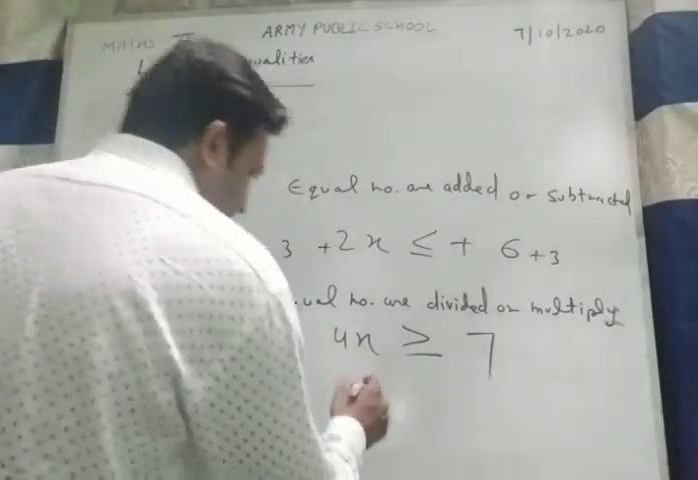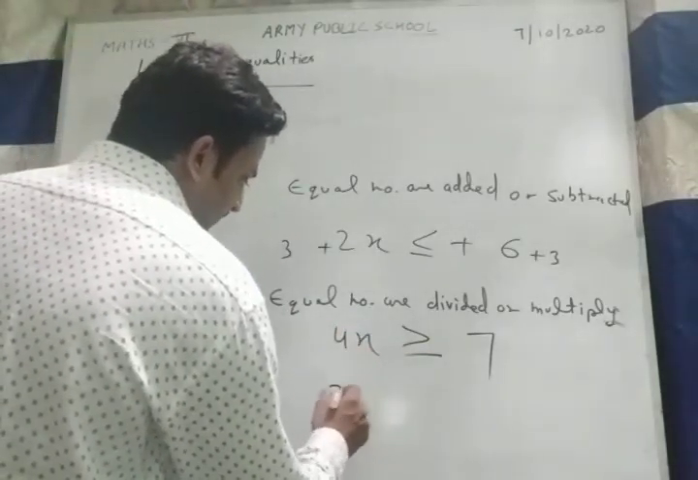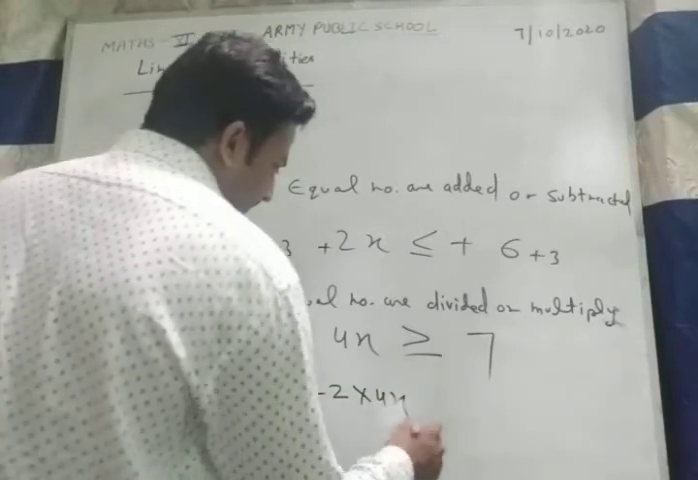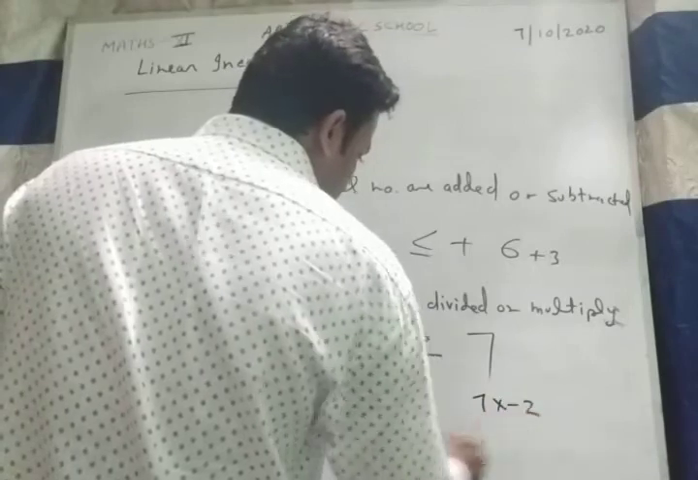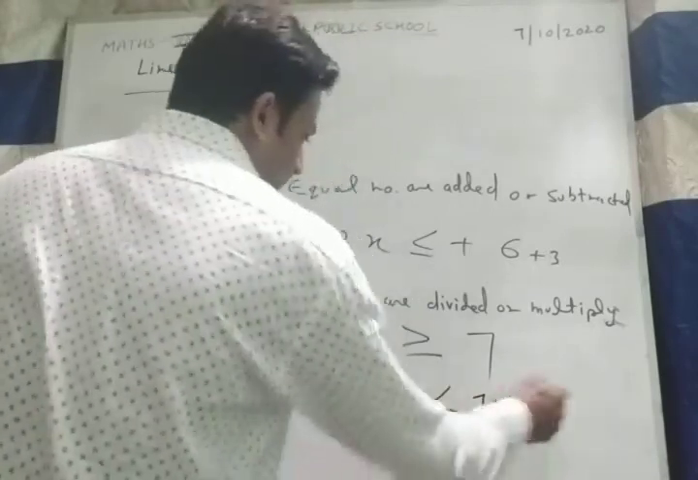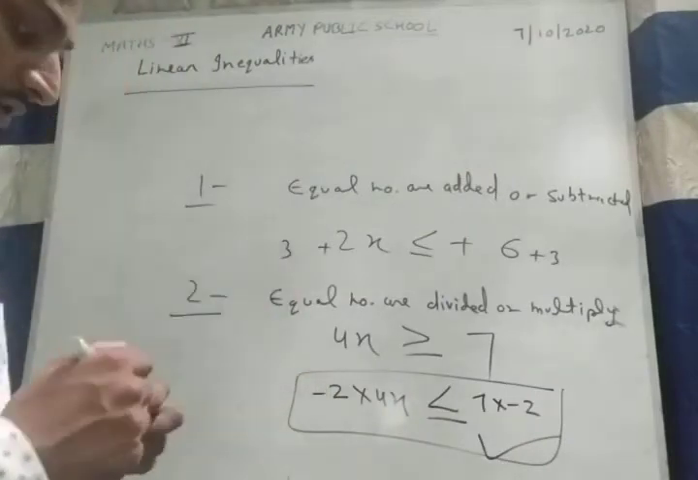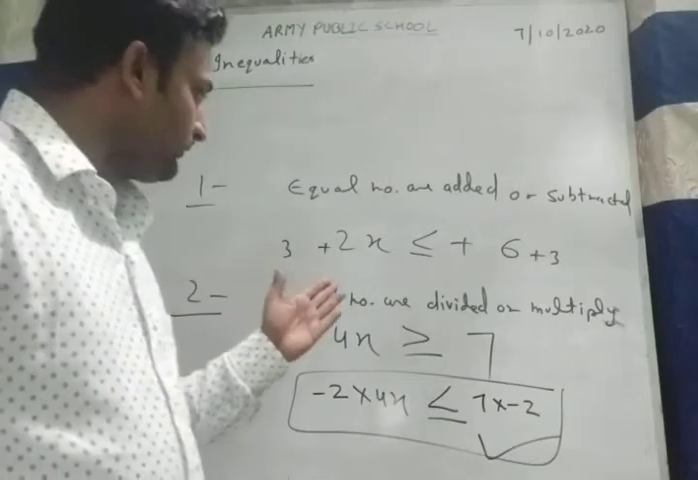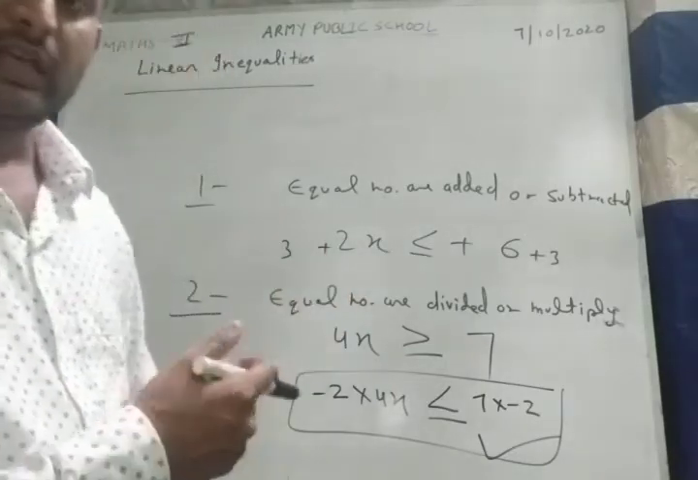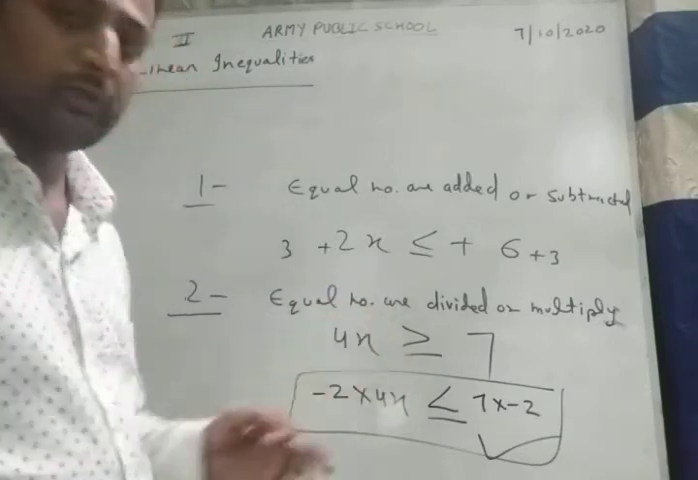Suppose we are multiplying both sides with minus 2, on 4x and 7, then the sign of the inequality will be changed. These are the two rules which we should know. In this chapter these rules will be used very much.